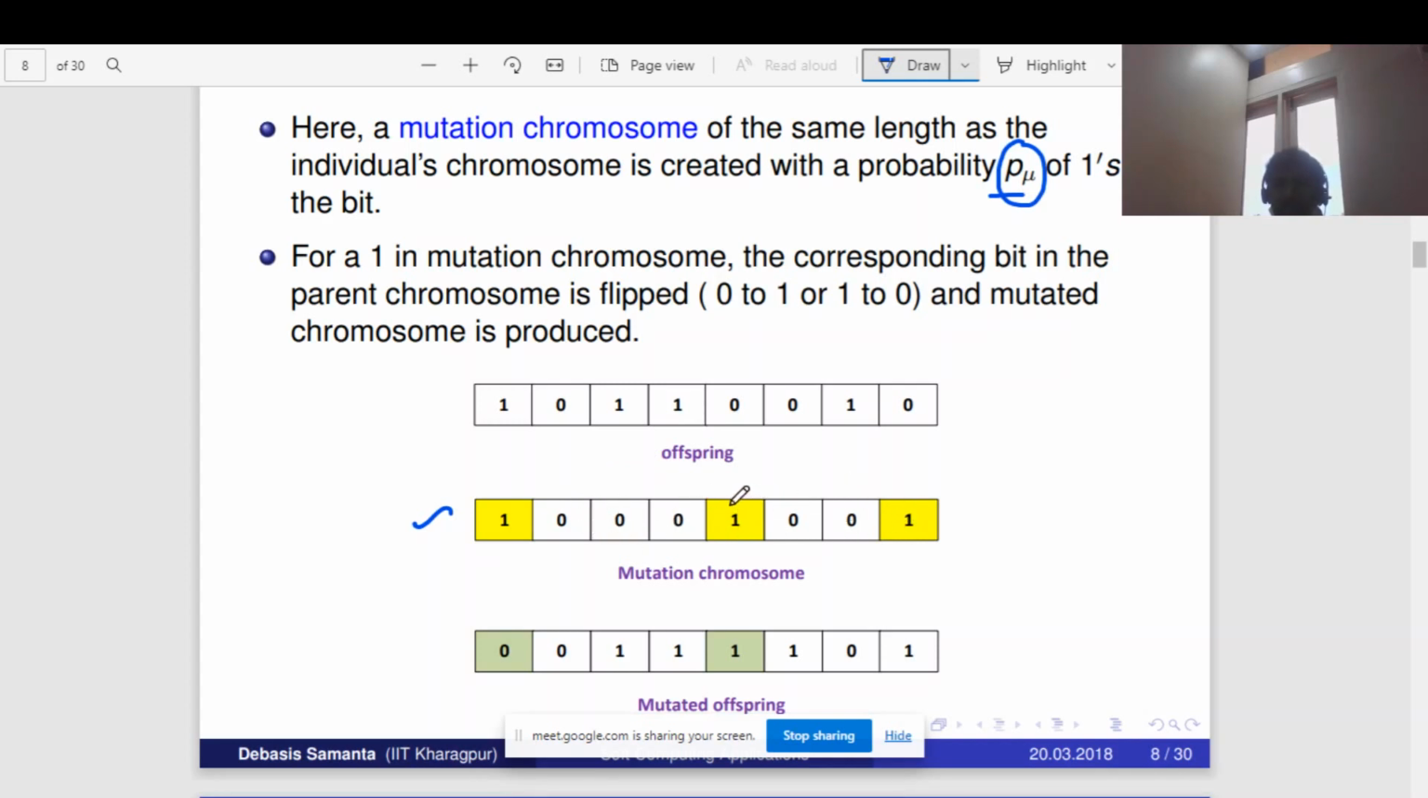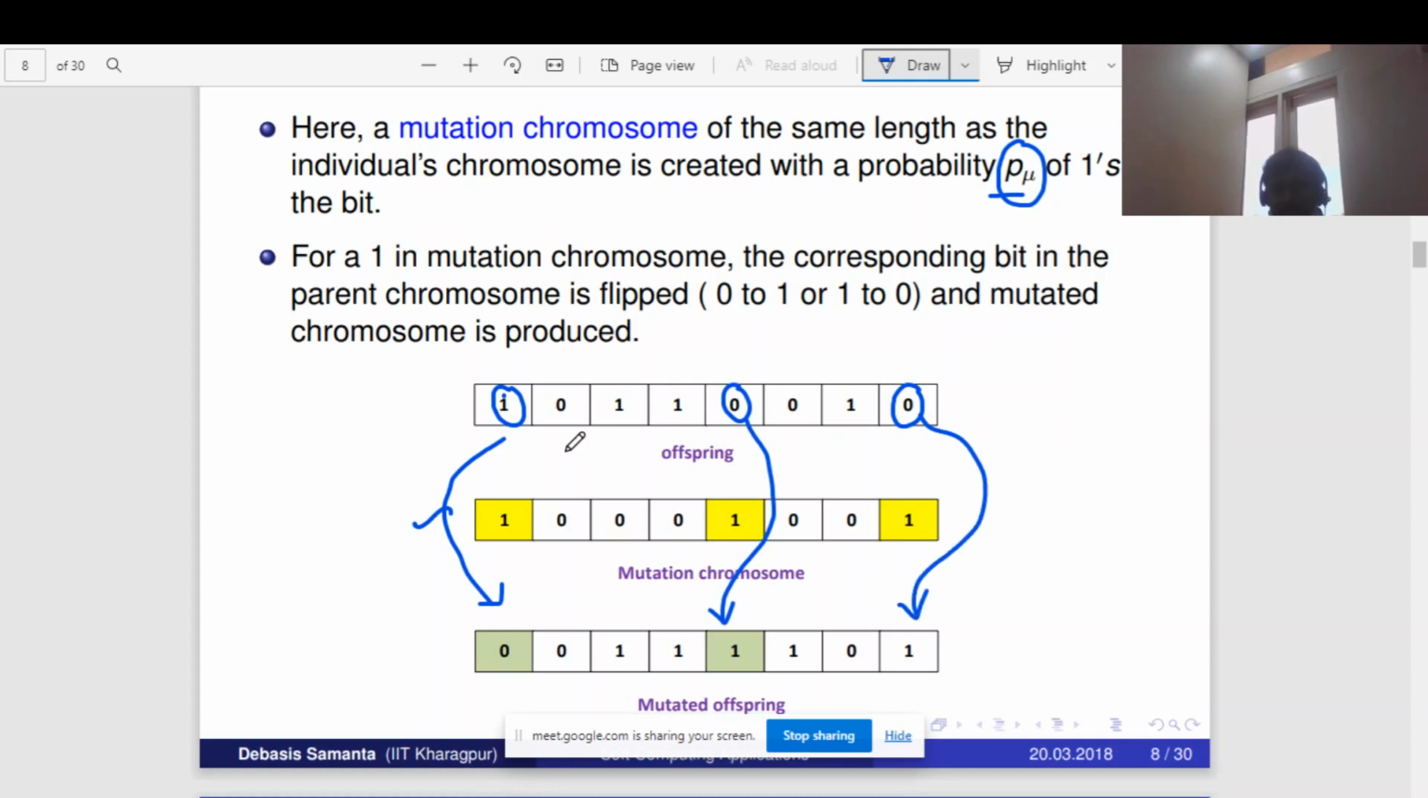Now how this technique works: wherever there is a one, that bit position in the original chromosome will be flipped. That is called flipping. Here you can see this position has a 1, and the original offspring at this position contains 1, so it becomes 0. Similarly here there is a 1, the original offspring at this position is 0, so this becomes 1, it got flipped. And similarly at this position we have a 1, the original gene in the offspring is 0, so it got flipped to 1.